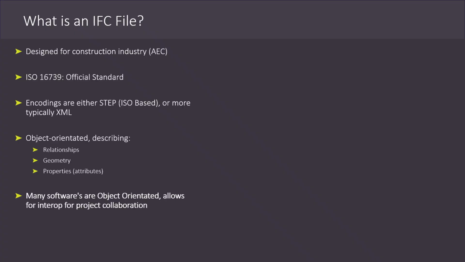So if you're not quite familiar with IFC files, I'll take a slide or two to quickly run through what they are. They're designed for the AEC or the construction industry and follow an official standard from the ISO organization. The encodings are either STEP, which is the ISO based, or more typically XML. They're object orientated, so they're describing the relationships, geometry, and then the properties. Object orientated works quite well because many software packages are object orientated, so the interoperability is a lot easier to implement.